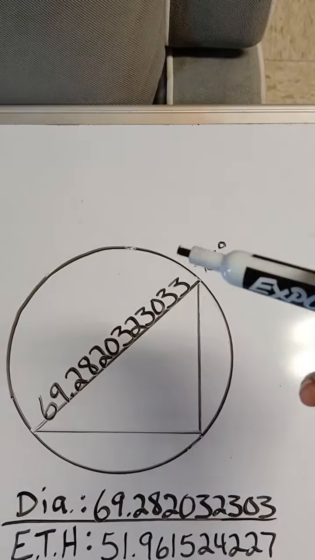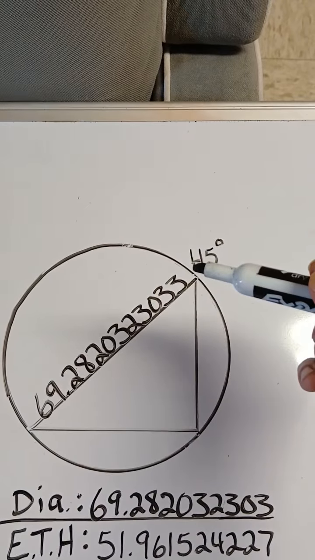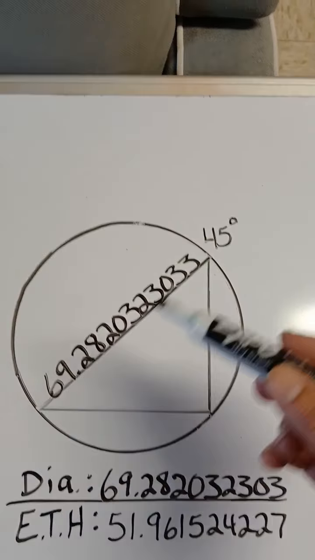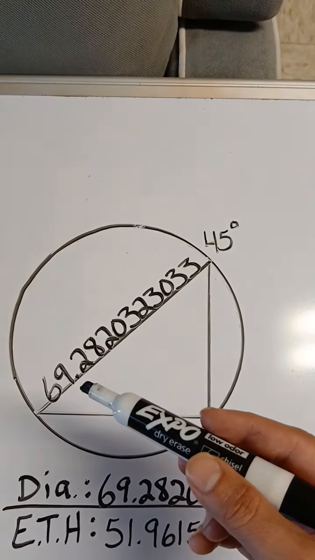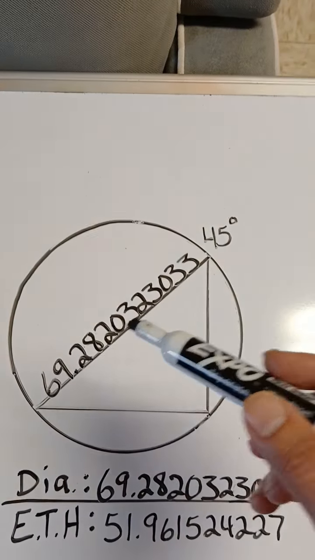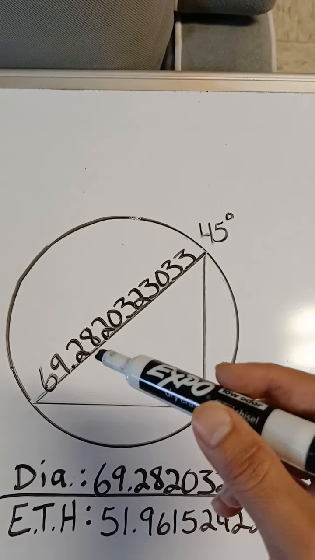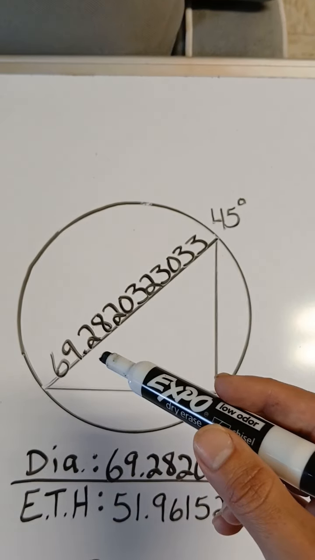So the 45-degree triangle is created from the height of the circle at 45 degrees, and it comes back through the center for the hypotenuse, which is the diameter. I picked this circle because it has whole number squares. And if you've never studied this circle, I suggest you do.